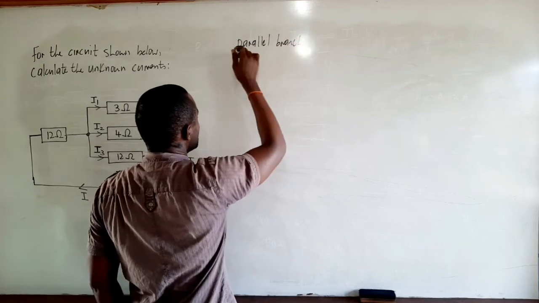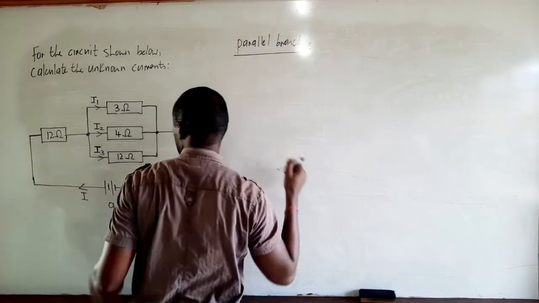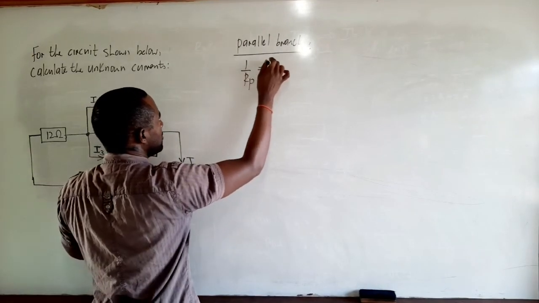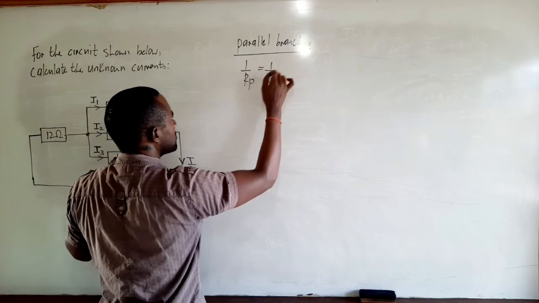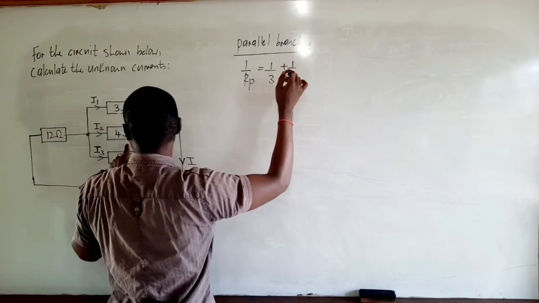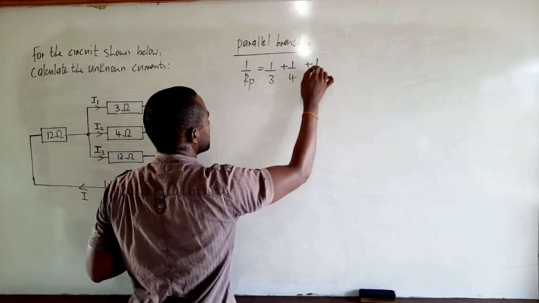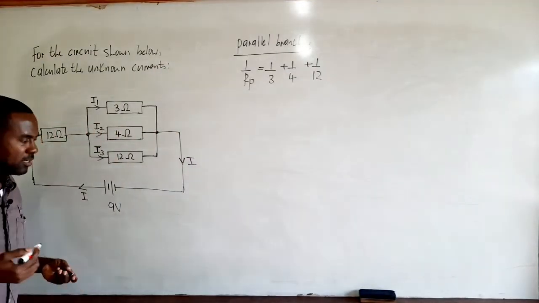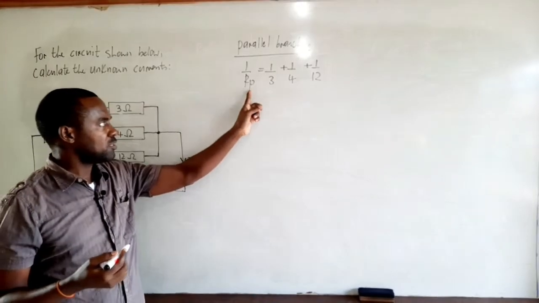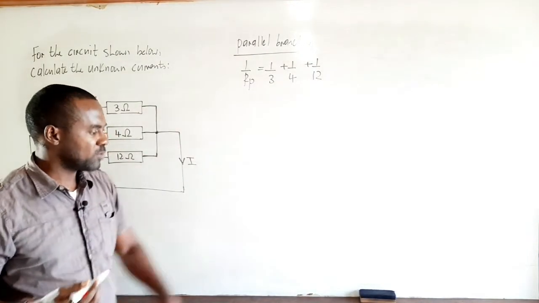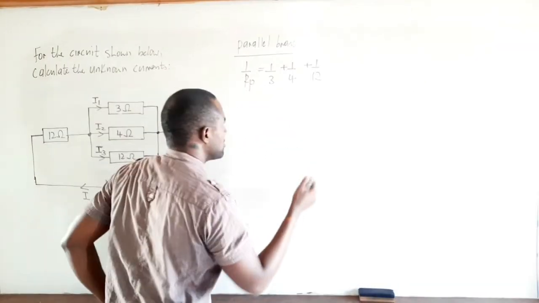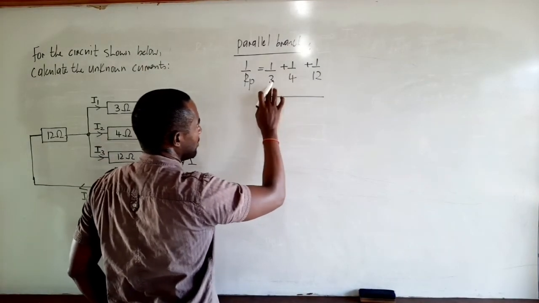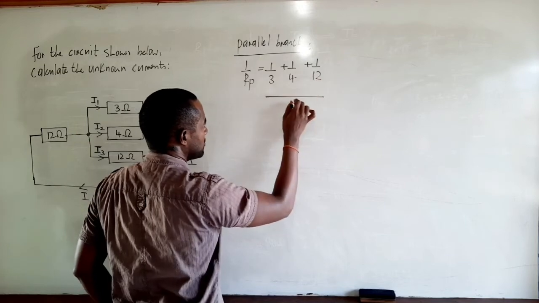And we'll call its effective resistance RP. Therefore, we have 1 over RP is equal to 1 over 3 plus 1 over 4 plus 1 over 12, right? So we have 3 resistors connected in parallel. To work this out the simpler way, the LCM of 3, 4, and 12 is 12.